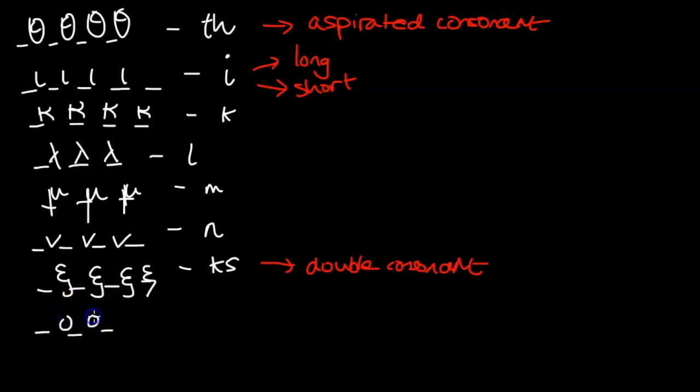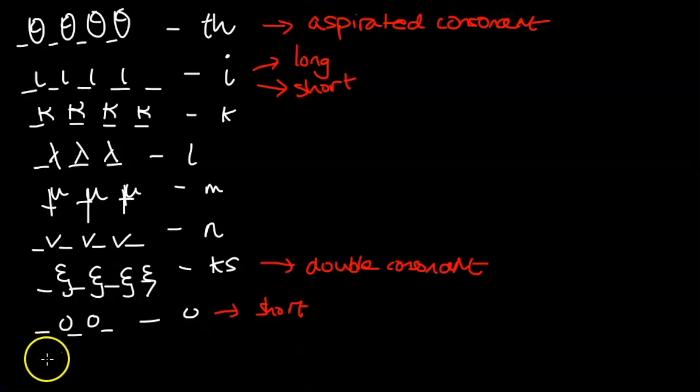After Xi, we have Omicron. Omicron, I'm not going to bother to draw more than two because it is just an O. It looks like an O, and it is an O. It's pronounced O. But this is a short O sound. Because as we're going to see, Greek has two O sounds, one short and one long, just like it has two E sounds, one long, one short.